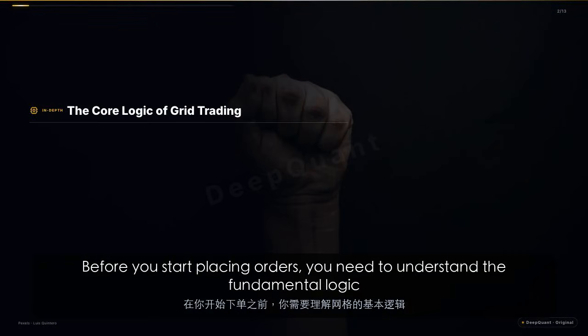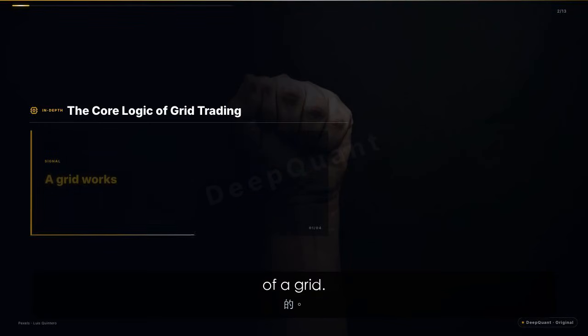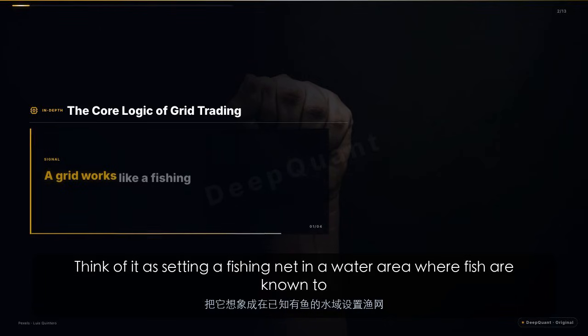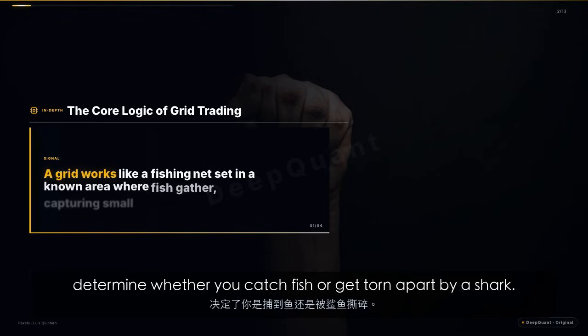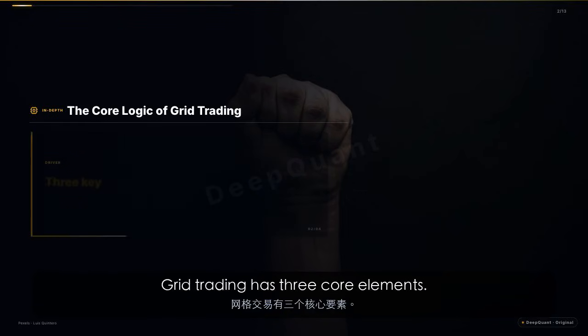Before you start placing orders, you need to understand the fundamental logic of a grid. Think of it as setting a fishing net in a water area where fish are known to gather. The size of your net, the density of the mesh, and how deep you place it determine whether you catch fish or get torn apart by a shark. Grid trading has 3 core elements.